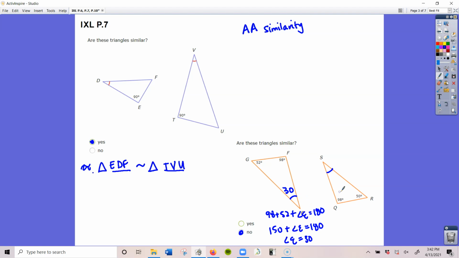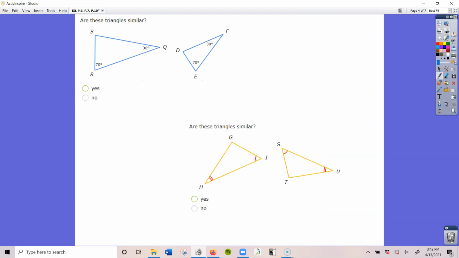So in order for these two triangles to be similar, angle S would have to be 30, because then we would have 98 and 30. But it's not going to happen because 98 plus 50 does not give you 150. So no, you don't really have to go through this. Just as long as two of these angles are not equal, then no. Here we have 70 and 30, and then 70 and 30. So as long as those two angles are equal, they are going to be similar.